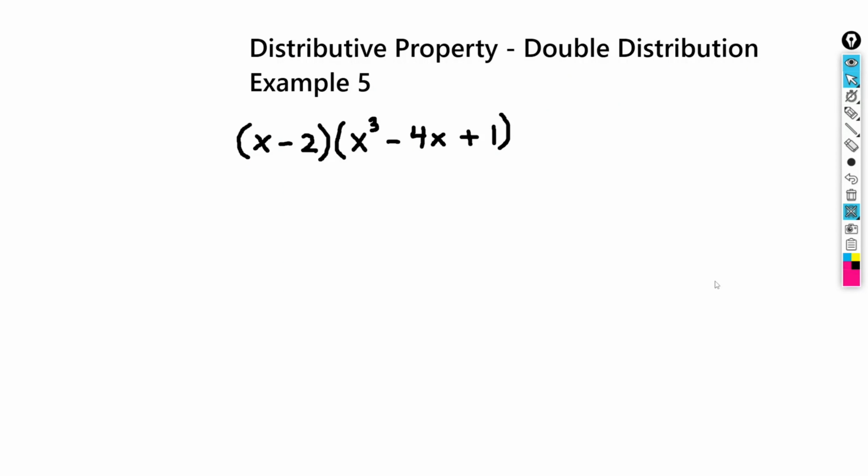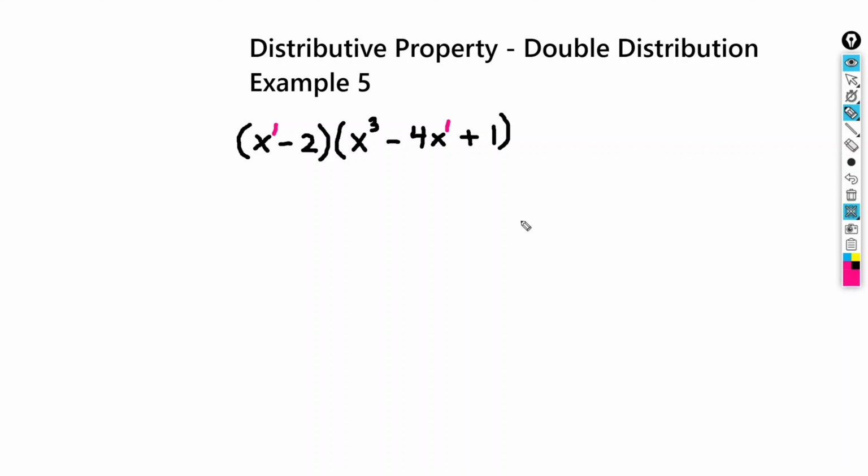Okay, in this example of the distributive property, we're looking at double distribution. So we're doing a binomial times a trinomial. So we have the quantity x minus 2 times the quantity x cubed minus 4x plus 1. Before we do this out, I just want to make a reminder that this is like x to the first power, this is like x to the first power.